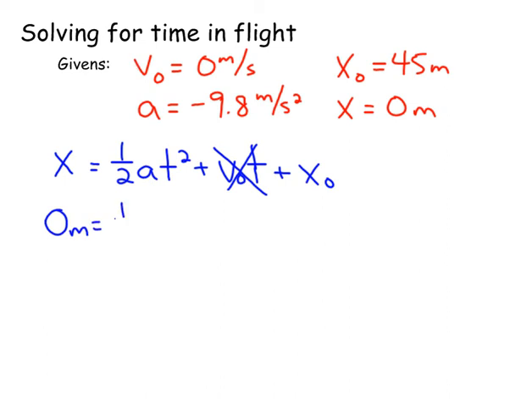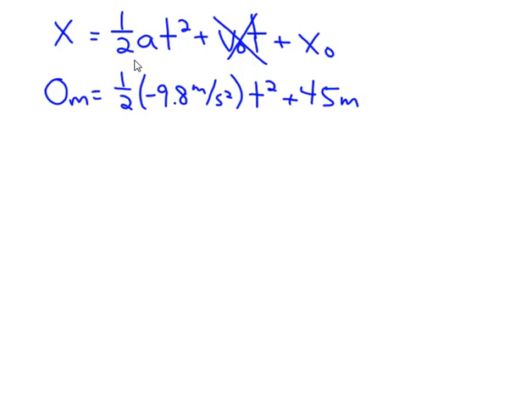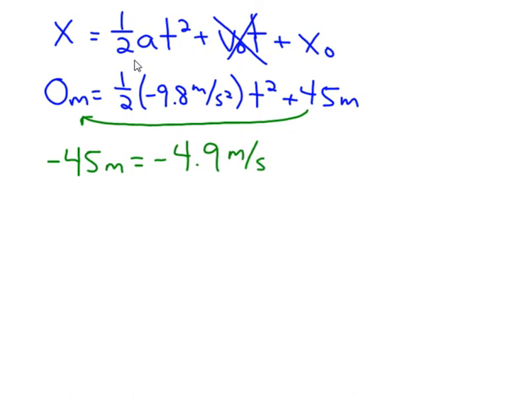0 meters equals 1/2 times negative 9.8 meters per second squared times t squared plus 45 meters. So I've got to see, what do I have to do next to get t squared by itself? That's my goal. I'm first going to bring 45 meters over to the other side. So I get negative 45 meters equals 1/2 times negative 9.8. I get negative 4.9 meters per second squared. That's just a combination of these two terms right here. And I still have t squared.